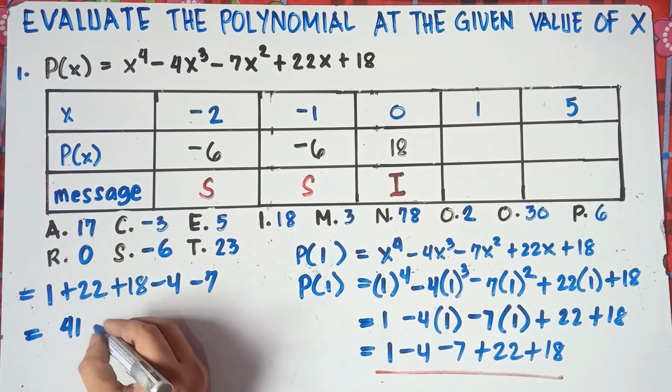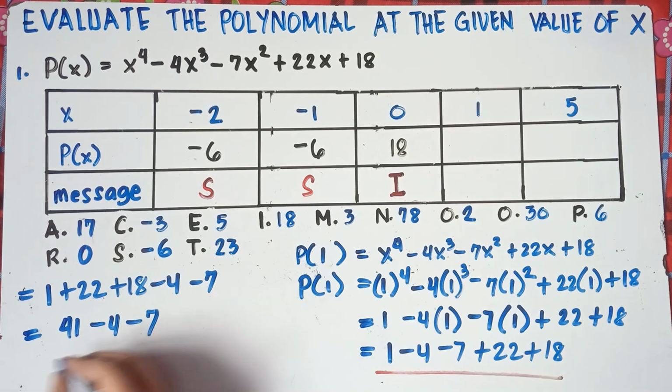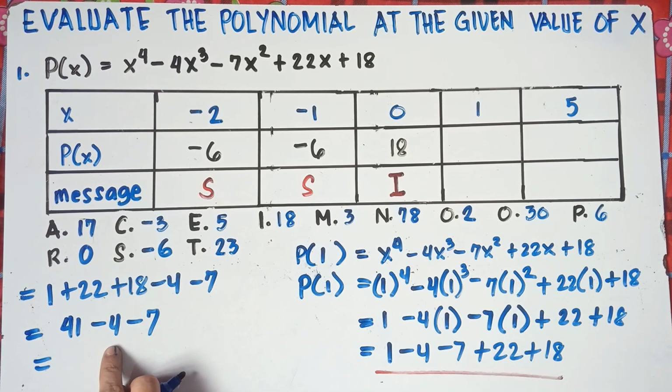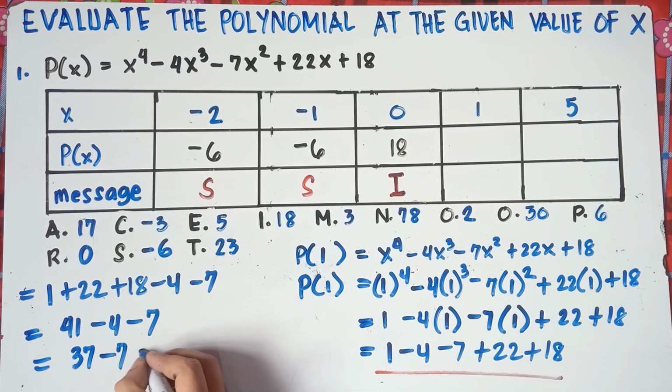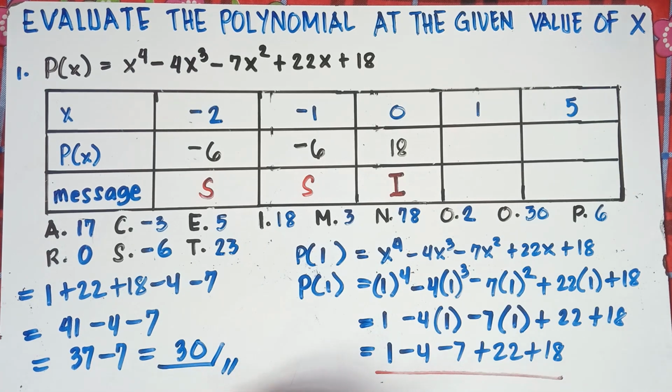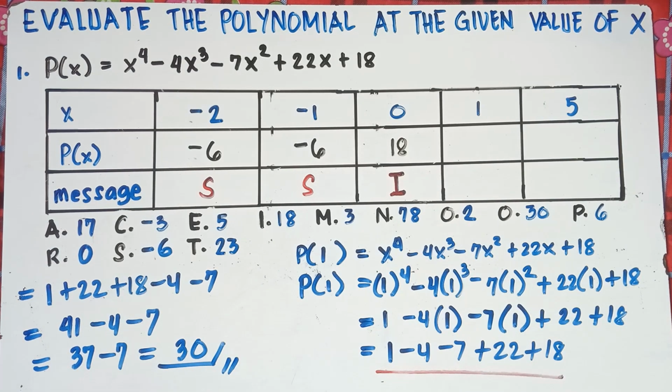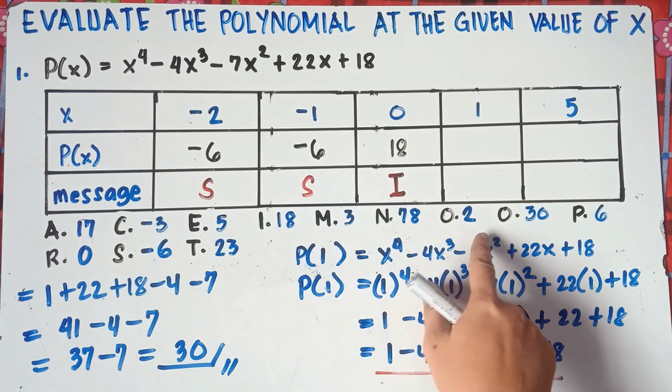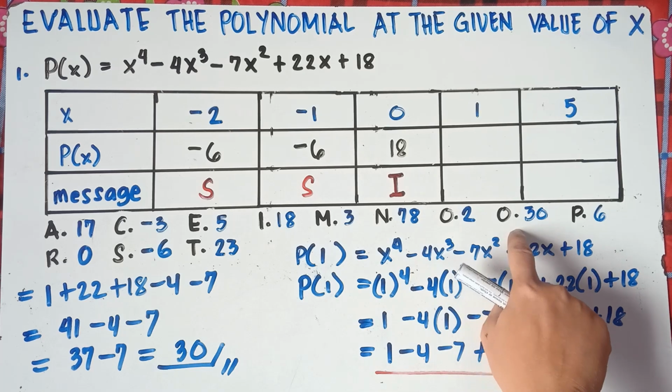Alright, then 41 minus 4 minus 7. So 41 minus 4, that is 37. Minus 7. 37 minus 7, that is 30. Easy, right? If you arrange this one, class, this will be really easy. So you need to arrange, class. Alright, so 30. Do we have 30 in the given letters? Yep, we have 30. It's letter O.